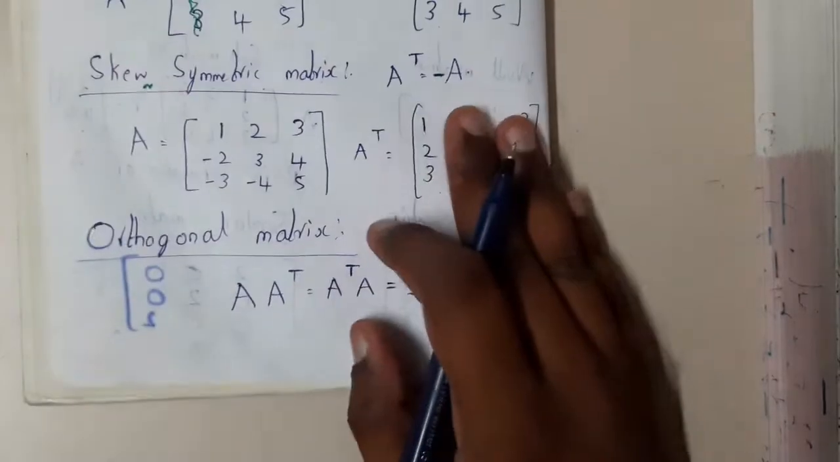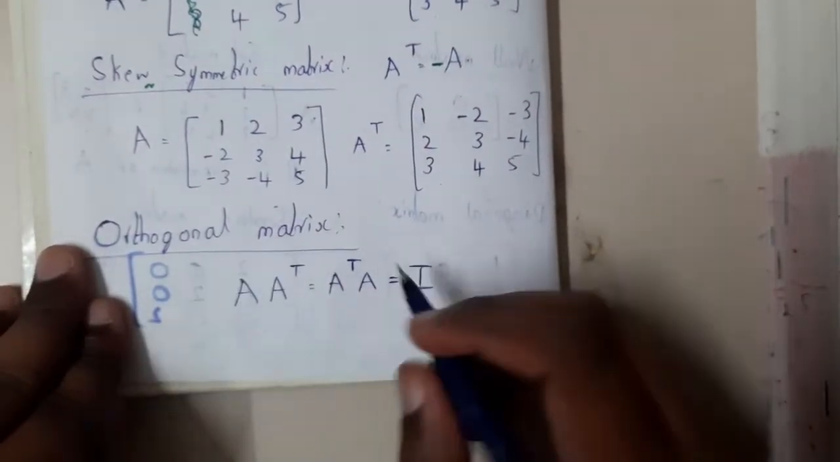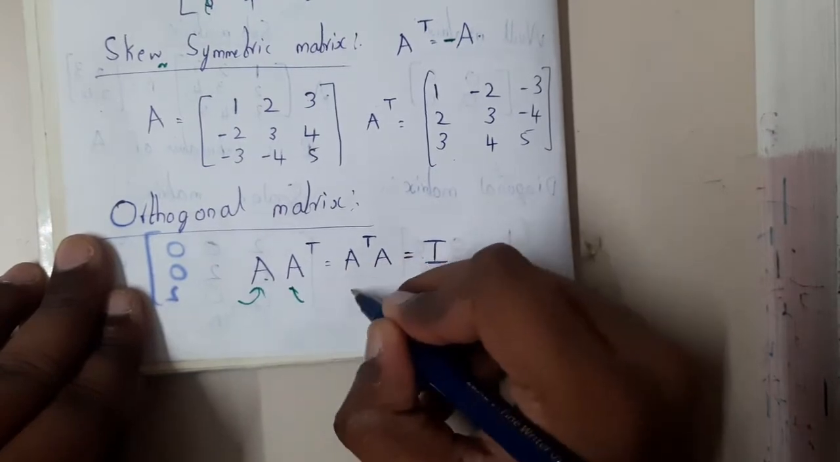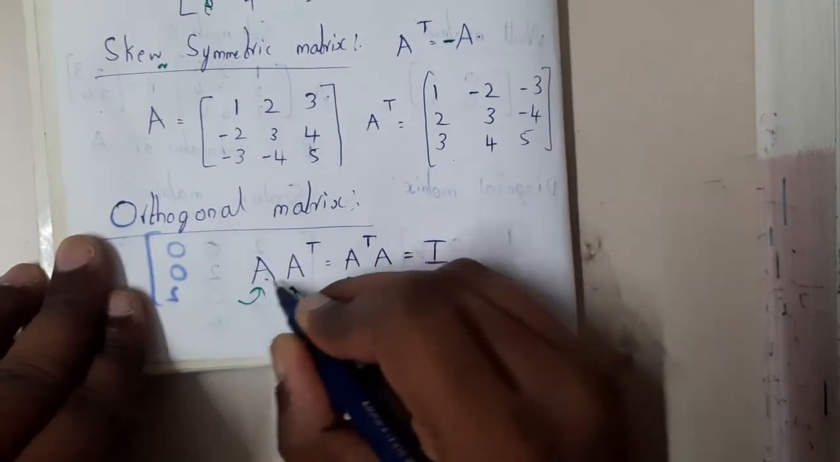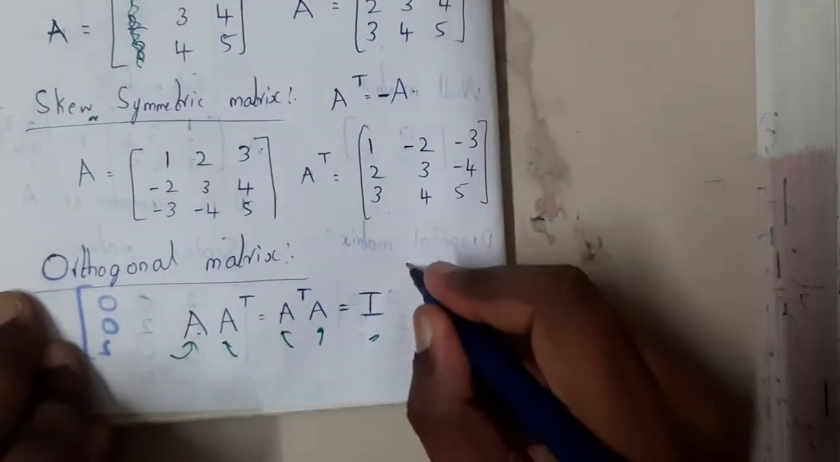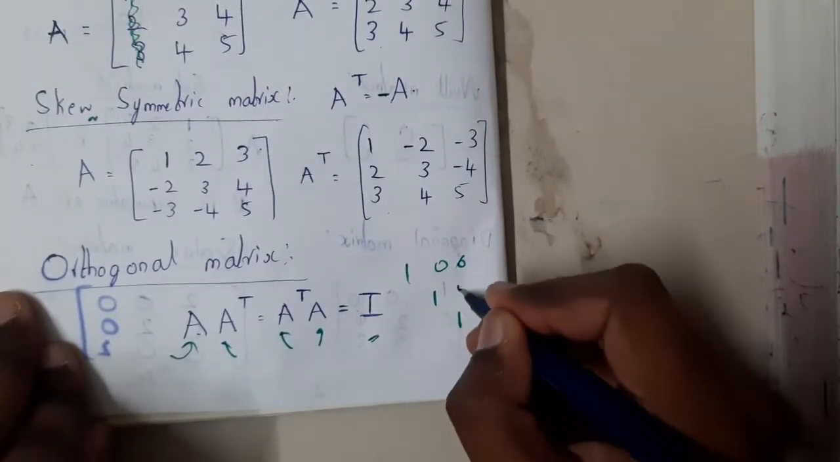And the last definition is nothing but the orthogonal matrix. It is nothing but A into A transpose. So if you multiply A with A transpose and A transpose into A, in both situations you'll be getting I as the result, guys. So the identity matrix is nothing but the diagonals will be 1 and the rest of them will be 0, guys.